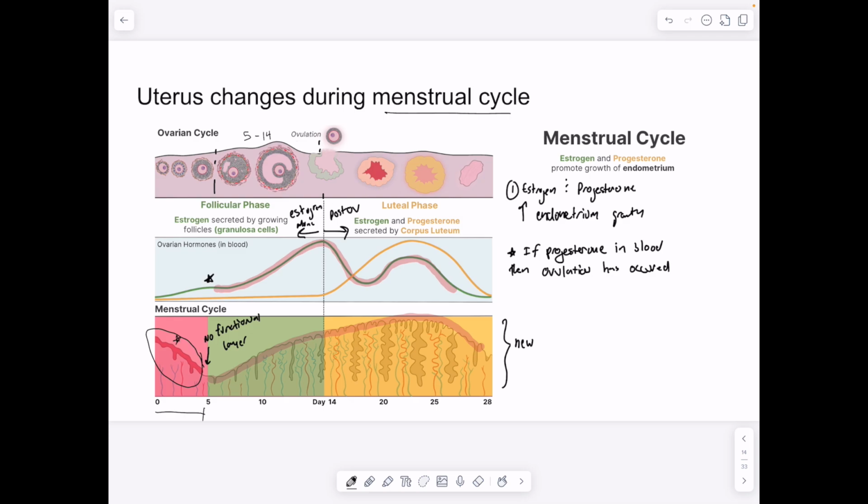Then you have the start of production of estrogen by our granulosa cells, right? As we get more and more granulosa cells, production of estrogen is going to tell the functional layer of the endometrium to grow. Then you get to day 14 and you have ovulation.